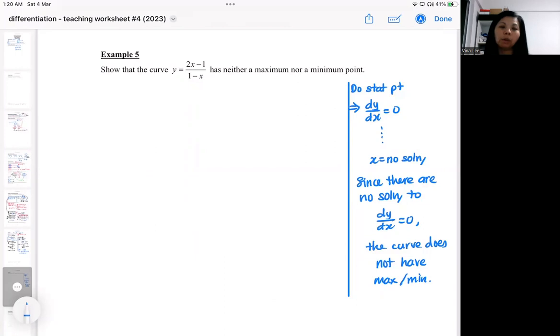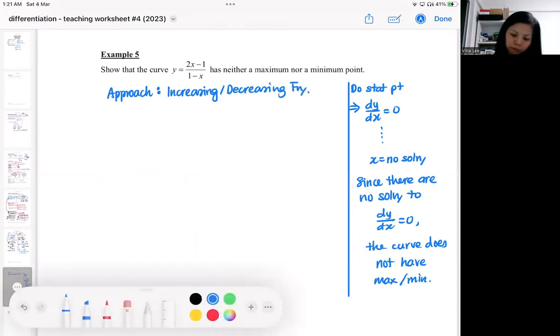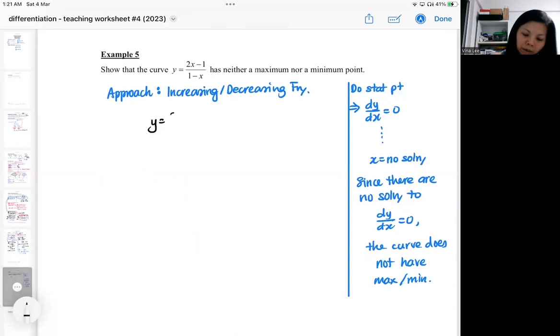Another way is to explain that it's an increasing or decreasing function, because an increasing or decreasing function also doesn't have a maximum point or minimum point. If I'm going to go by the approach of increasing or decreasing function, I still need my dy dx. So either way, whether my approach is to do the stationary point or the increasing or decreasing function, I still need my dy dx. So you set out to do your dy dx first, no matter what. Then you decide what kind of explanation.